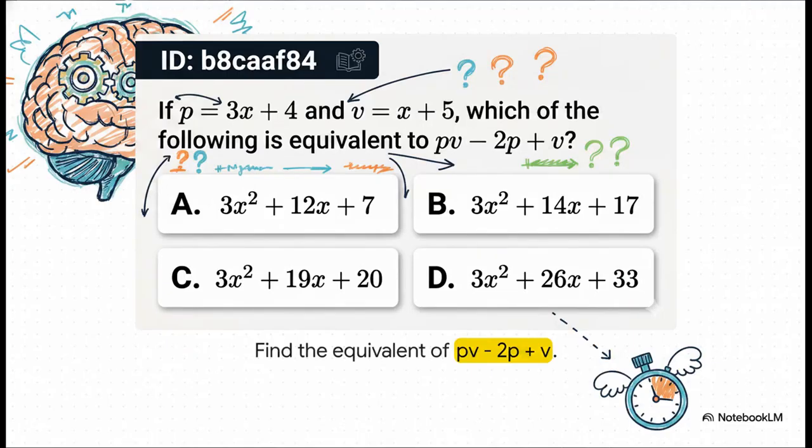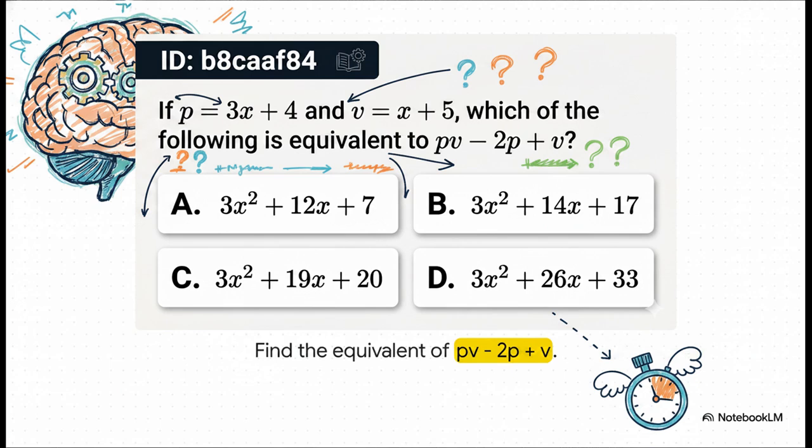Okay, take a really good look at the setup here. I'm deliberately leaving this up for a bit so you can really soak it in. We've got two variables, p equals 3x plus 4 and v equals x plus 5. The question asks, what is equivalent to the expression p times v minus 2p plus v?